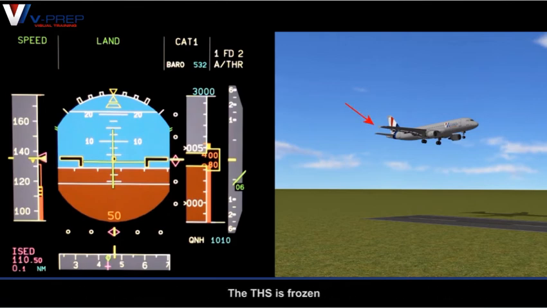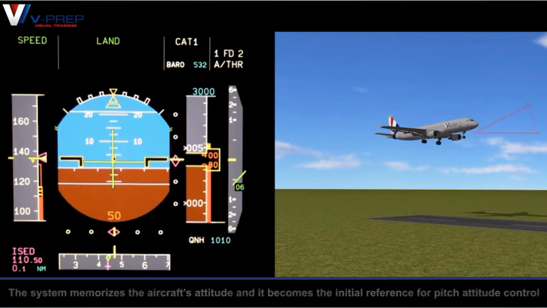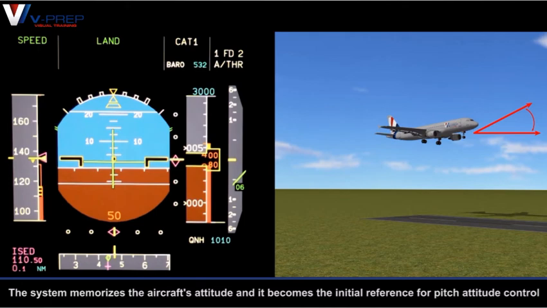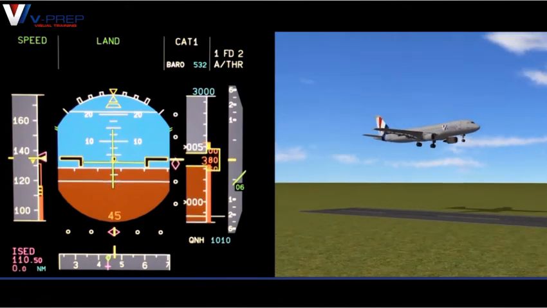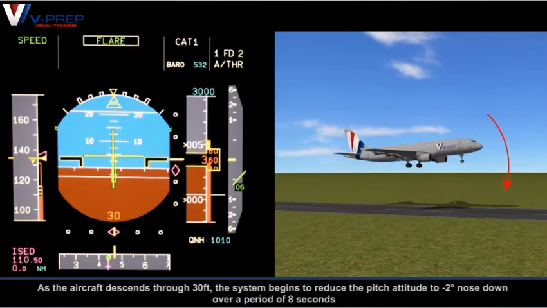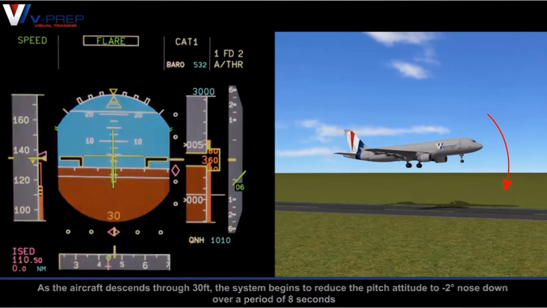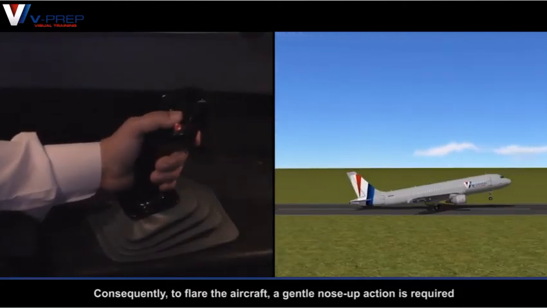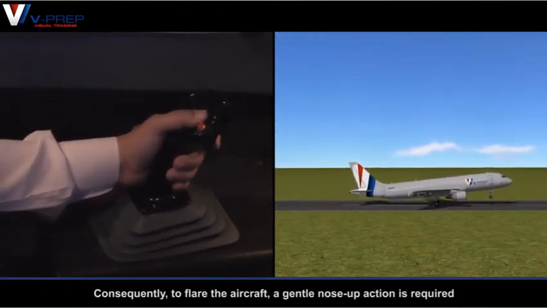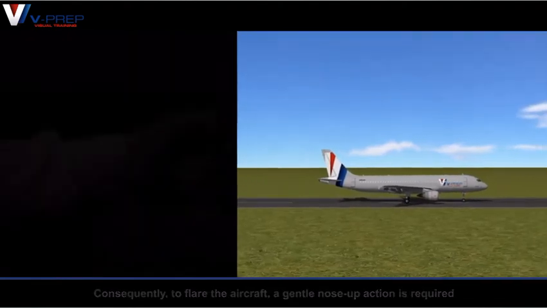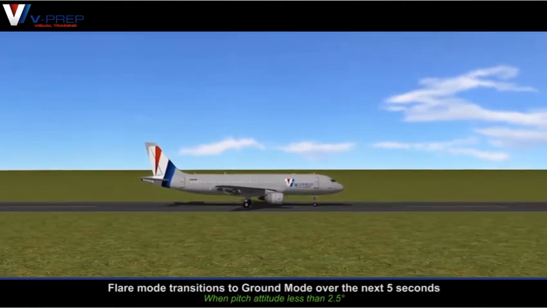The THS is frozen. The system memorizes the aircraft's attitude and it becomes the initial reference for pitch attitude control. As the aircraft descends through 30 feet, the system begins to reduce the pitch attitude to -2 degrees nose down over a period of 8 seconds. Consequently, to flare the aircraft, a gentle nose-up action is required. Flare mode transitions to ground mode over the next 5 seconds.